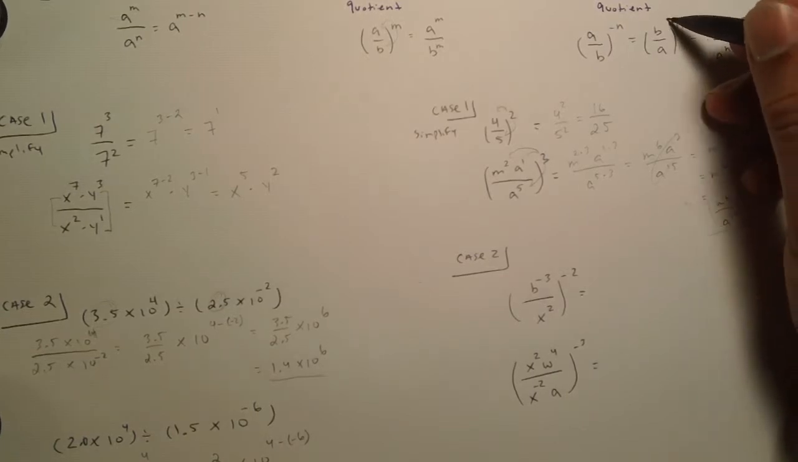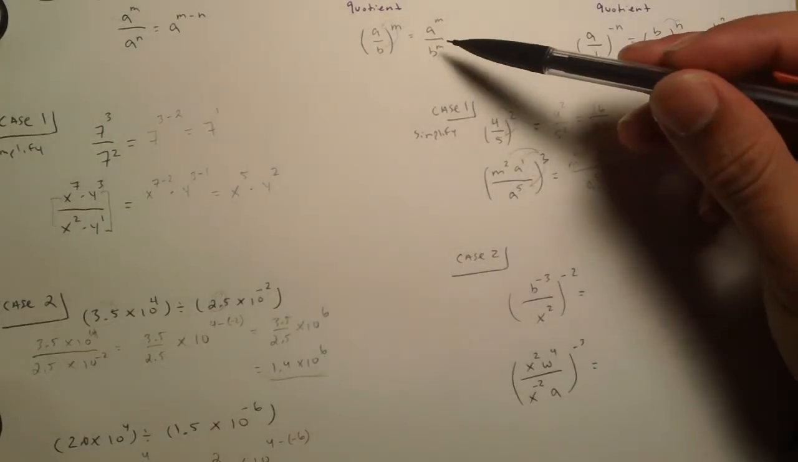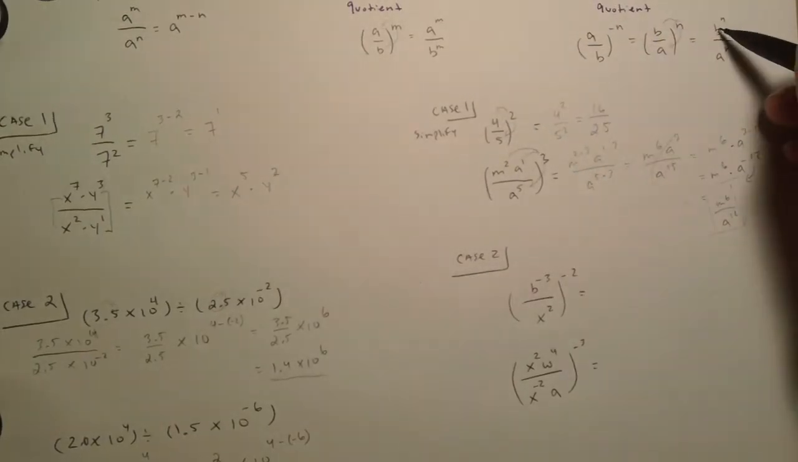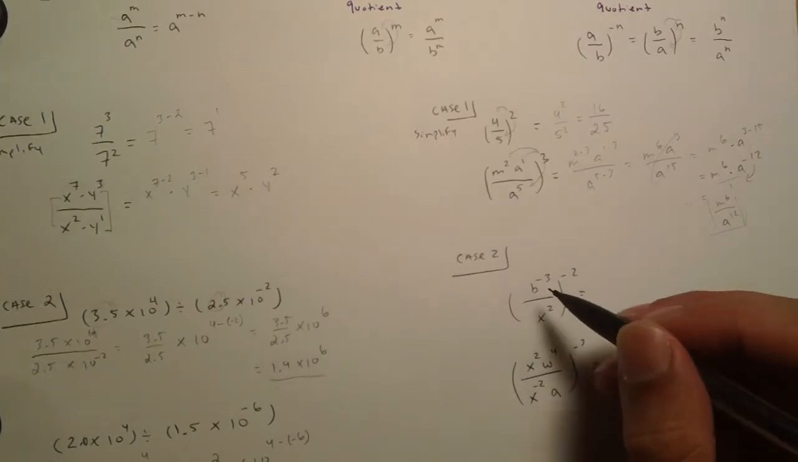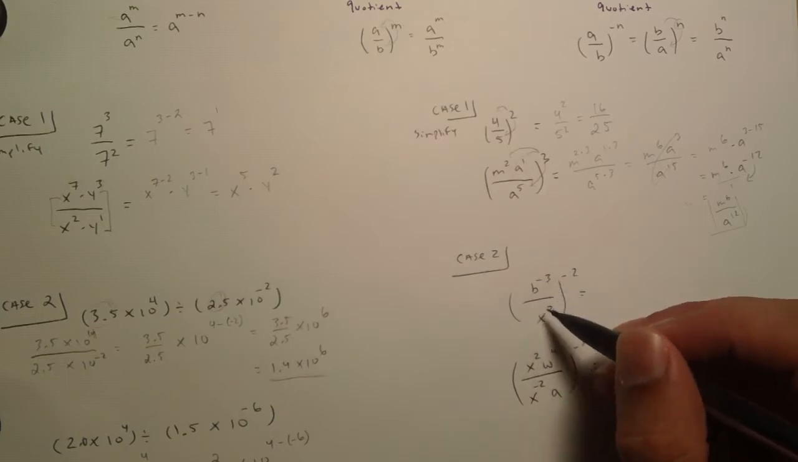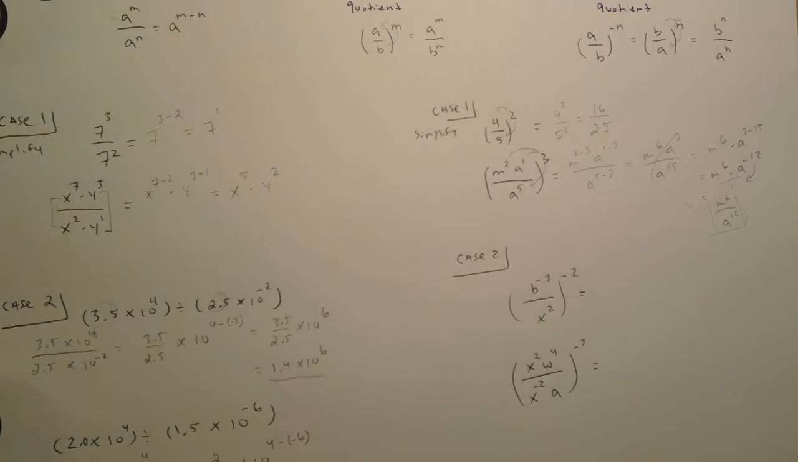And from then on, you can just distribute like you did in the positive powers of a quotient. So (b^n)/(a^n). Okay, so let's just try it out. Negative 3 over x squared, raised to the negative 2.